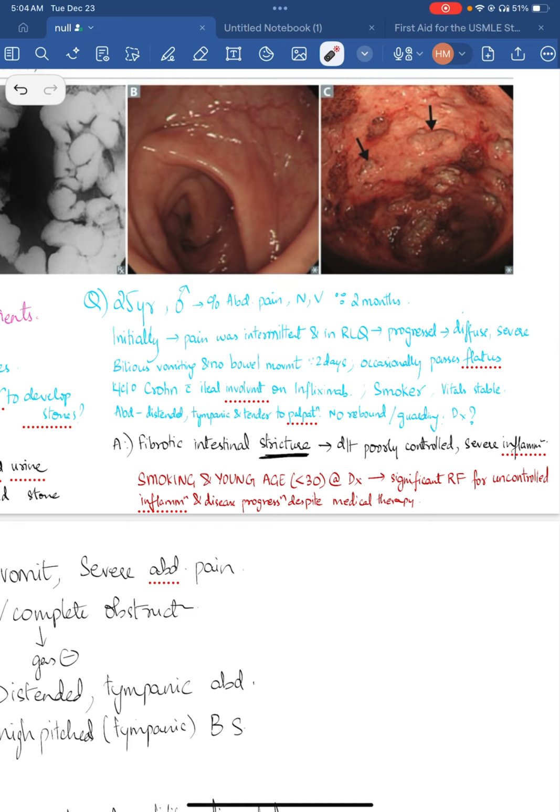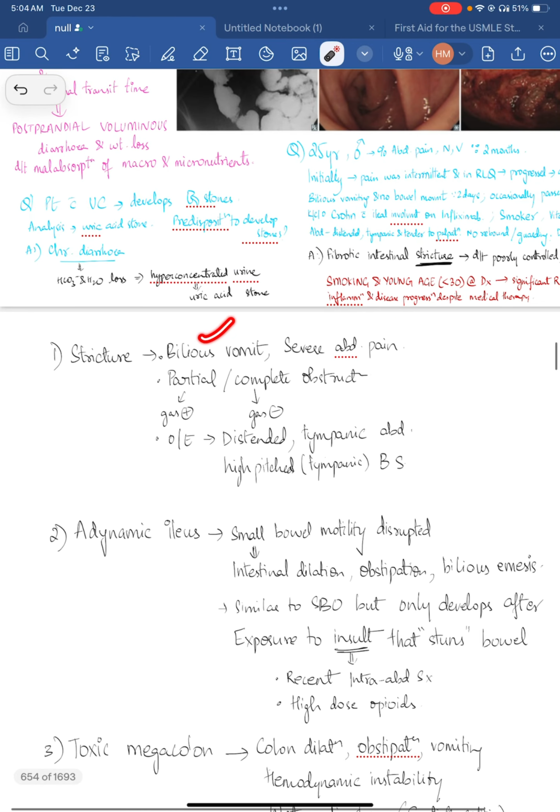Diagnosis. What is the diagnosis? Partial SBO. It might be due to stricture. Stricture, bilious vomiting, severe abdominal pain, partial or complete obstruction. If it is partial obstruction, gas will be there. If it is complete, gas is not there. On examination, distended tympanic abdomen, high pitched, that is tympanic bowel sounds are there.